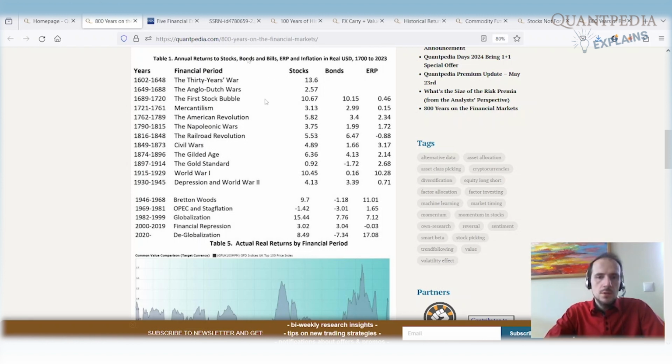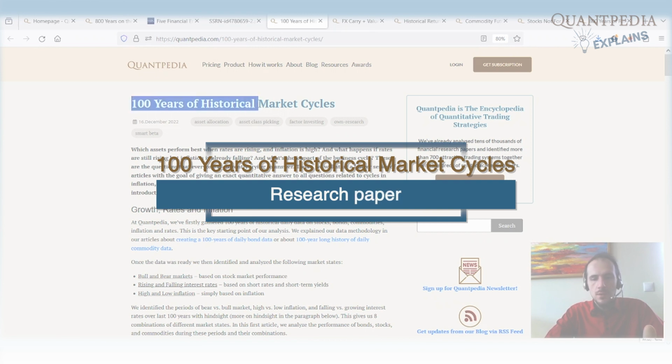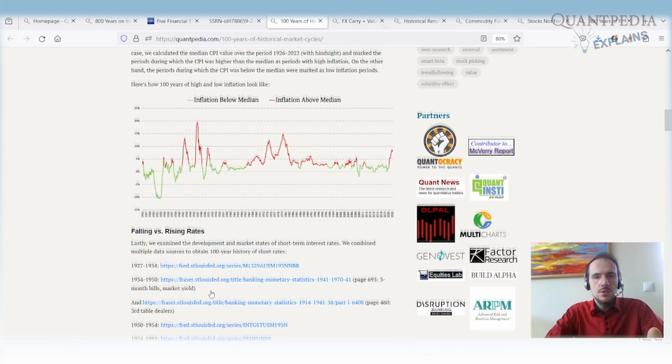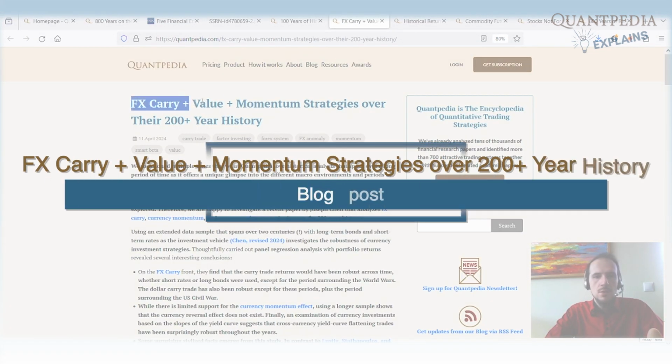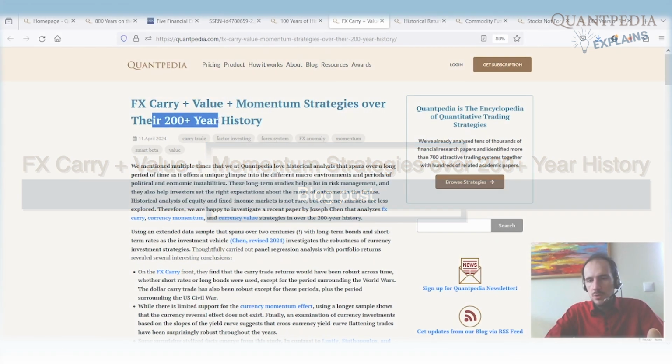If you are interested in such historical long-term studies, and we really like them, there are other blog posts that I will just very quickly mention that we have on Quantpedia. So we have the 100 years of historical market cycles where we use our own data and we are checking the performance of the individual asset classes based on bull and bear market, rising and falling interest rates, high and low inflation, etc. Then we have FX carry, value and momentum strategies over their 200-plus year history. This is the paper that I mentioned probably a month ago.